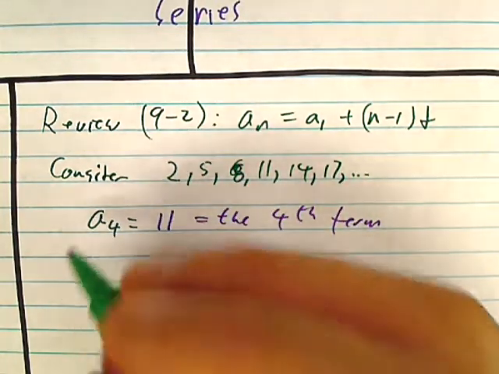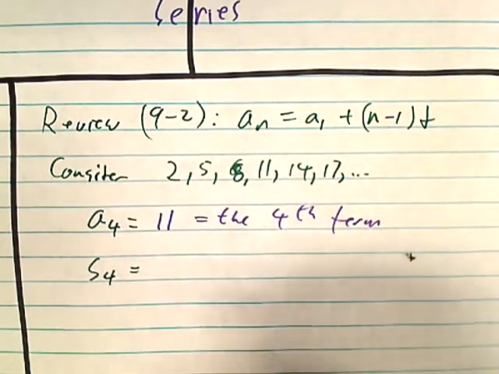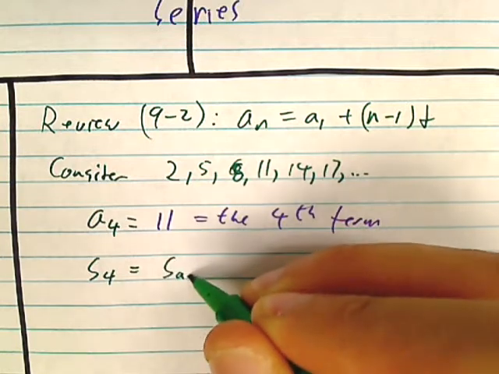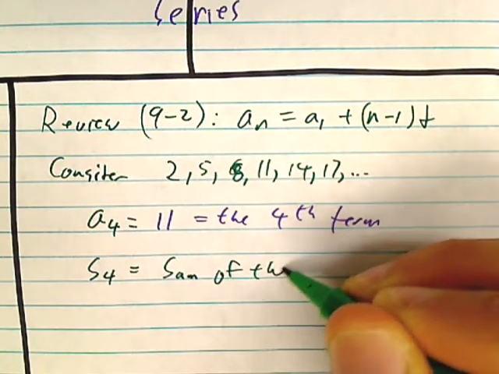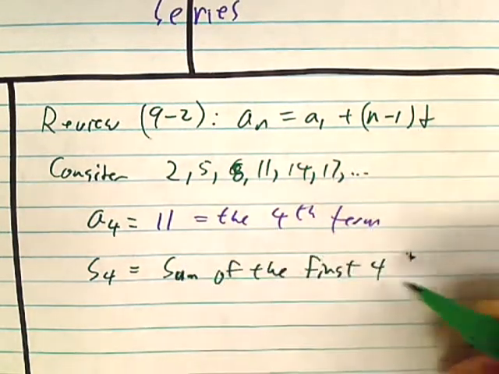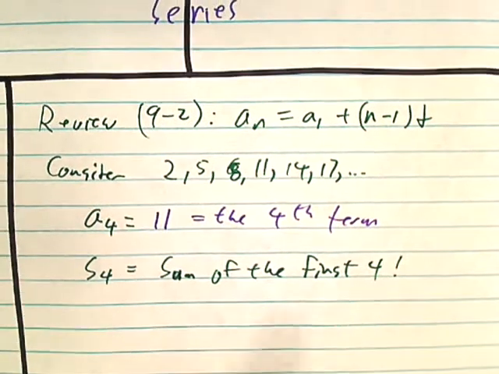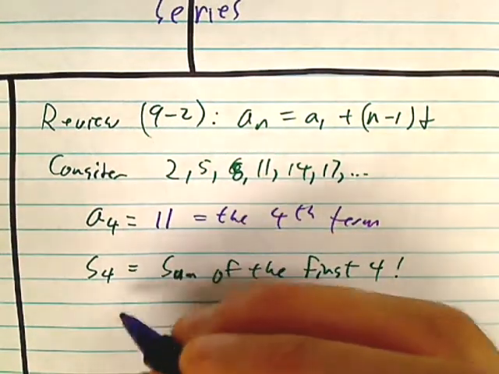Well, we're going to have something different here. S sub 4 means sum of the first 4. And I'm very excited about it, I'll put an exclamation point. You should actually be careful, that means something else. So, sum of the first 4.